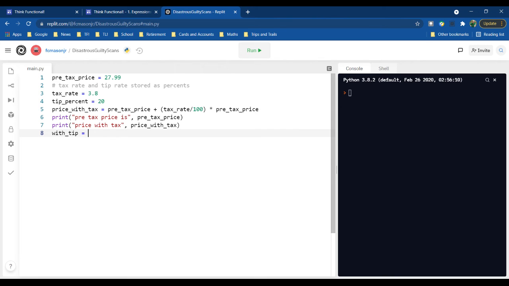So what are we going to do? Okay, so how about this? How about total paid, which includes the tip. Ooh, and I think I might put a comment in here. So total paid includes tip. So the total paid will be, well, what do we need? We need the price with tax.